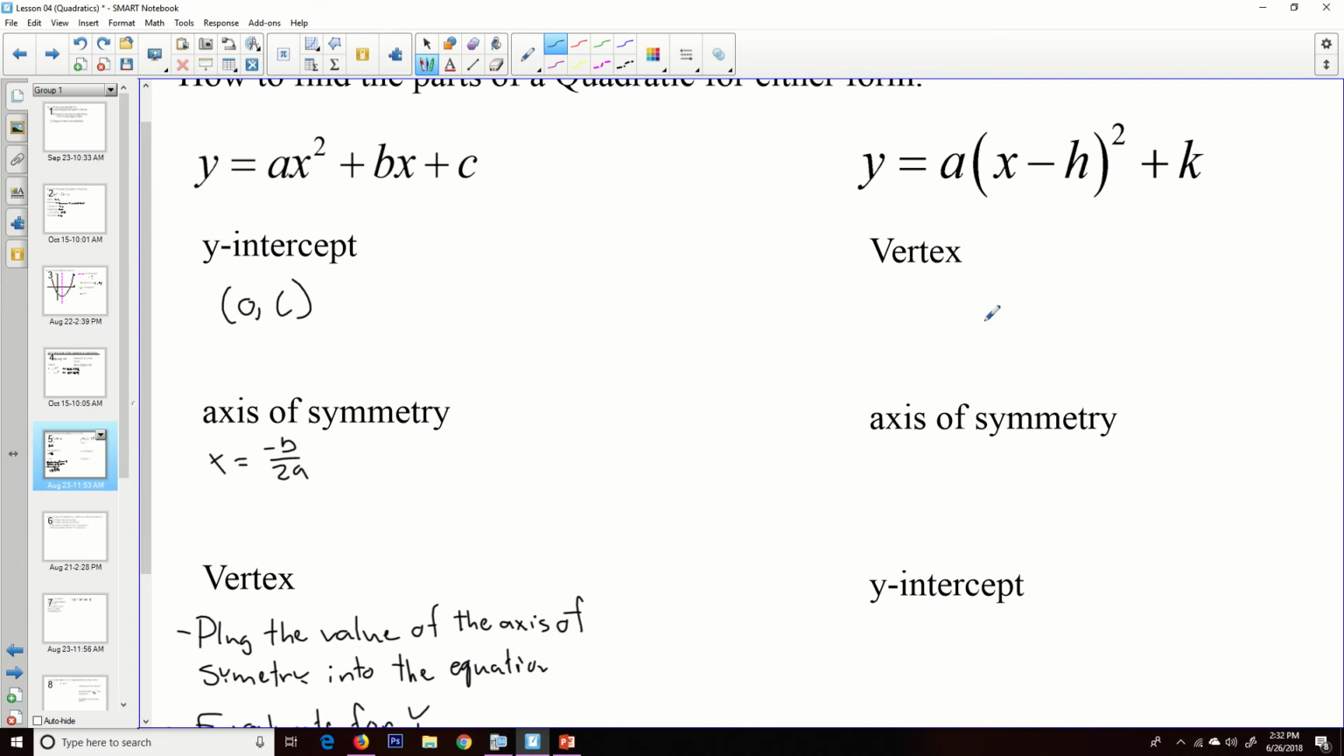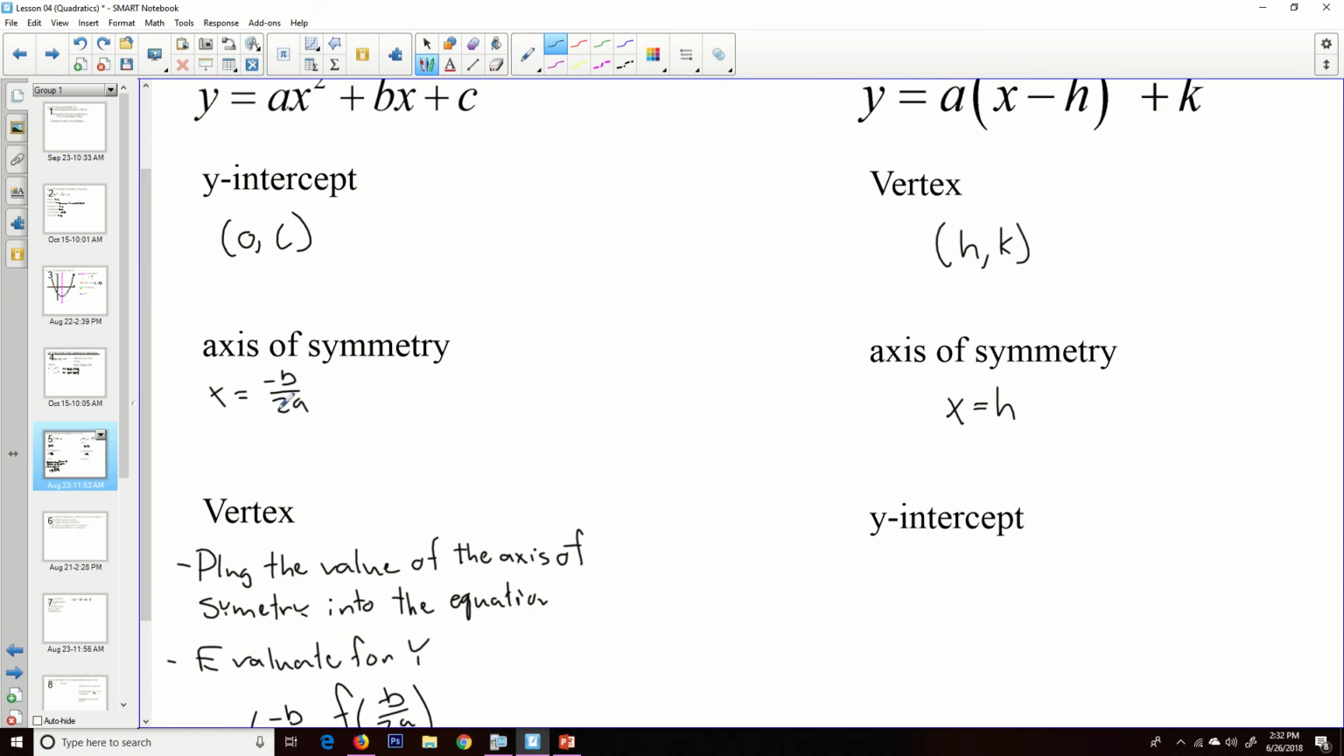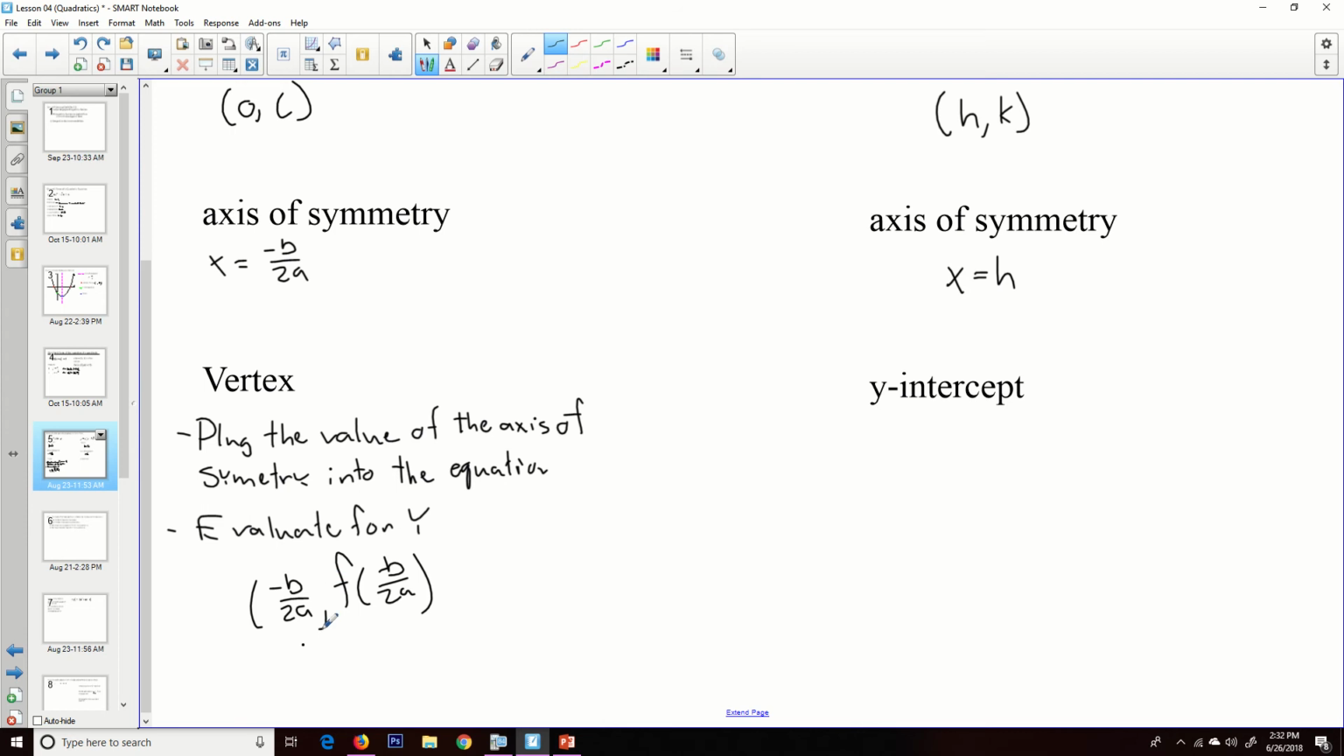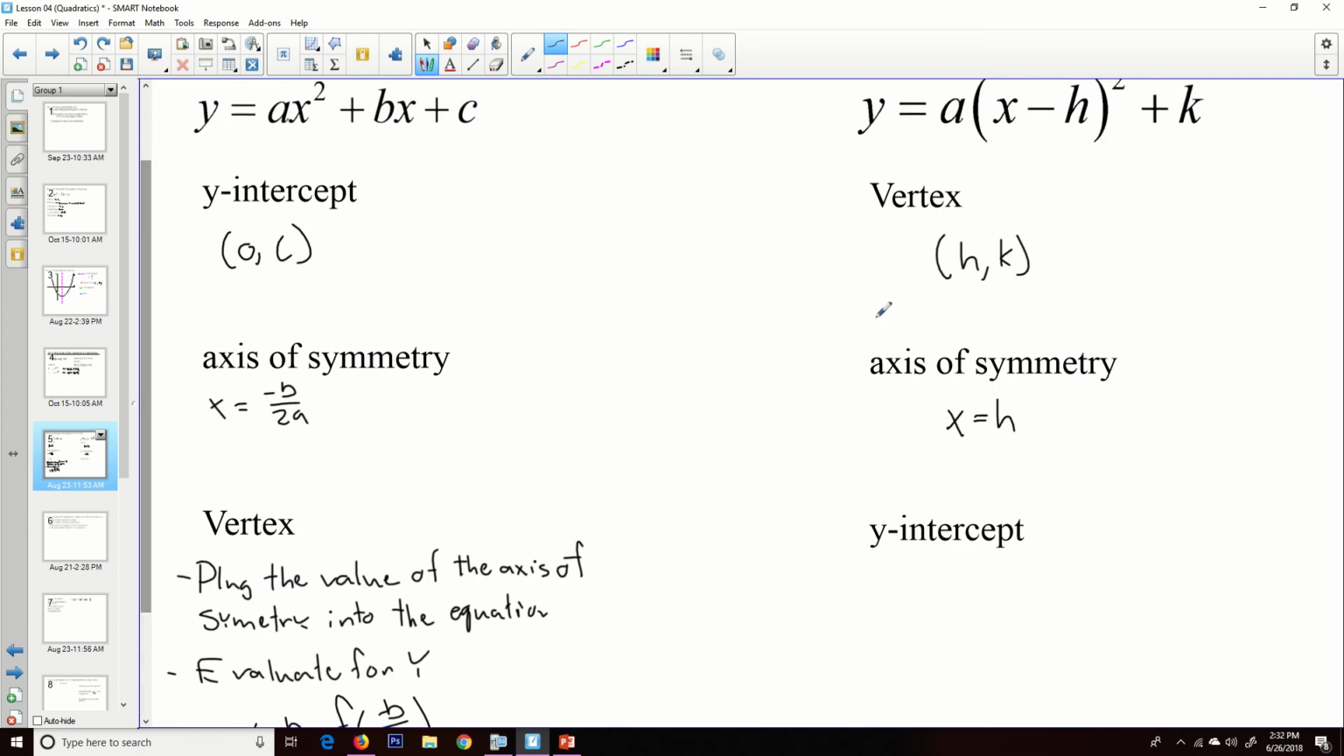Now, in vertex form, finding the vertex is the easiest part. It's just (h, k). The axis of symmetry is not that much more difficult. It's just x equals h, and that's the same as it is here. In this case, we have to find the axis of symmetry first, and then once we use that, it becomes the x value for the vertex. And so if we know what the vertex is, then the x value of the vertex has to become the axis of symmetry.